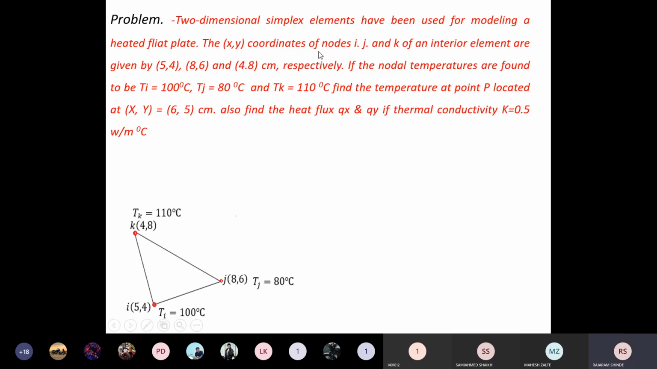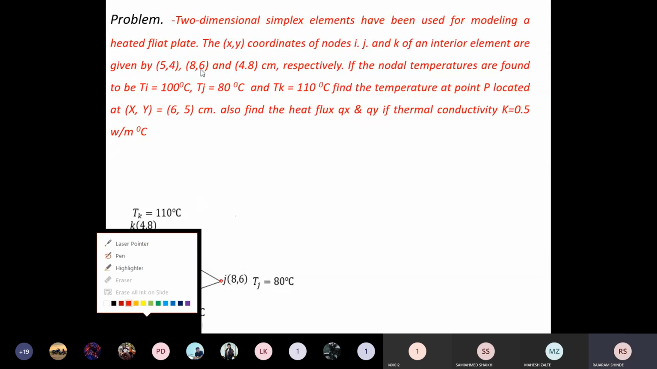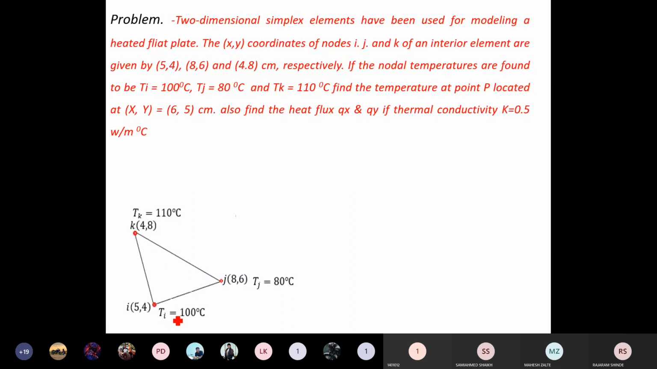See here, according to our problem statement, the xy coordinates of the nodes i, j, k of an interior element are: i is 5, 4; j is 8, 6; and k is 4, 8.